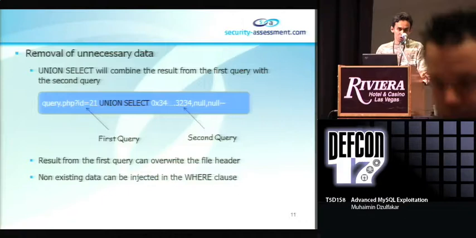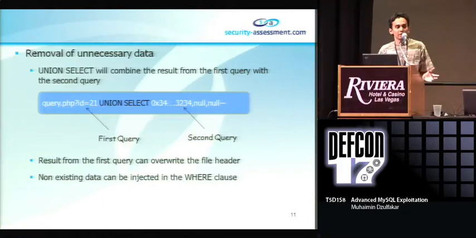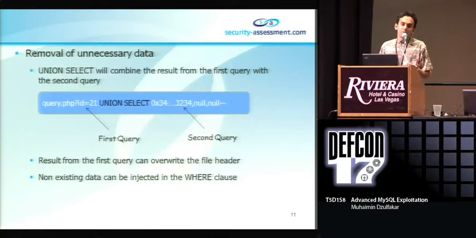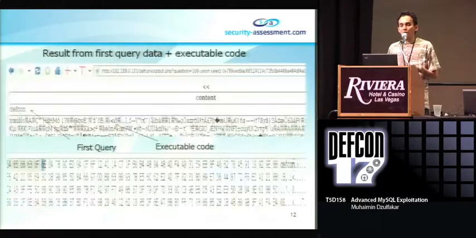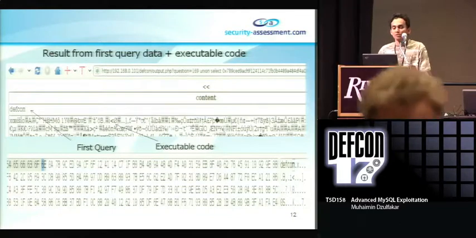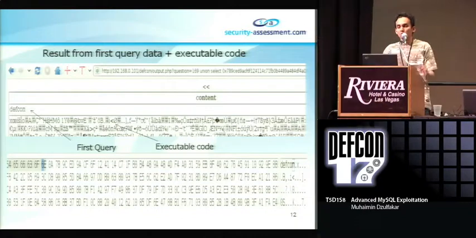Union select will combine the result from the second query and the first query, and most of the time you will find that the result from the first query will overwrite your file header. To prevent this from happening, we can inject a non-existing value in the where clause. If you look at this example, question equals 169 was written as the string defcon, and this string will overwrite our file header. So if we can find any non-existing value to replace the variable question, we can force the application to return an empty result. And it can prevent our file from being corrupted.